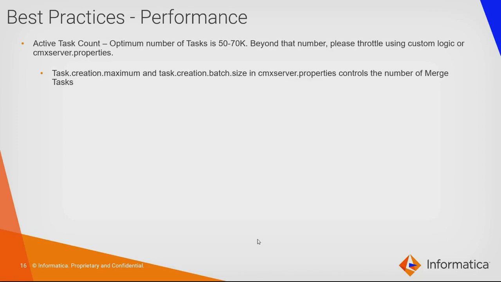So for the merge task, we have a couple of CMX server properties that help us throttle the number of tasks. So even if you have a million records present in the match table due to the initial load, we still recommend to create only 50 or 70K tasks in parallel. And if you're using a review process or an external utility to create a review task using the API method, we still recommend that you implement a throttling method in your implementation.